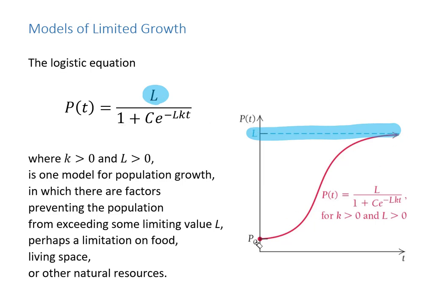And so you have a population that starts off small, and as it grows, it starts growing exponentially. Then as it starts reaching the ceiling of the limit of how much it can grow, it starts tapering off and stops growing as fast, because there's maybe something inhibiting the growth, maybe a limitation on food, living space, or other natural resources. So they're going to be limited in how far they can grow.